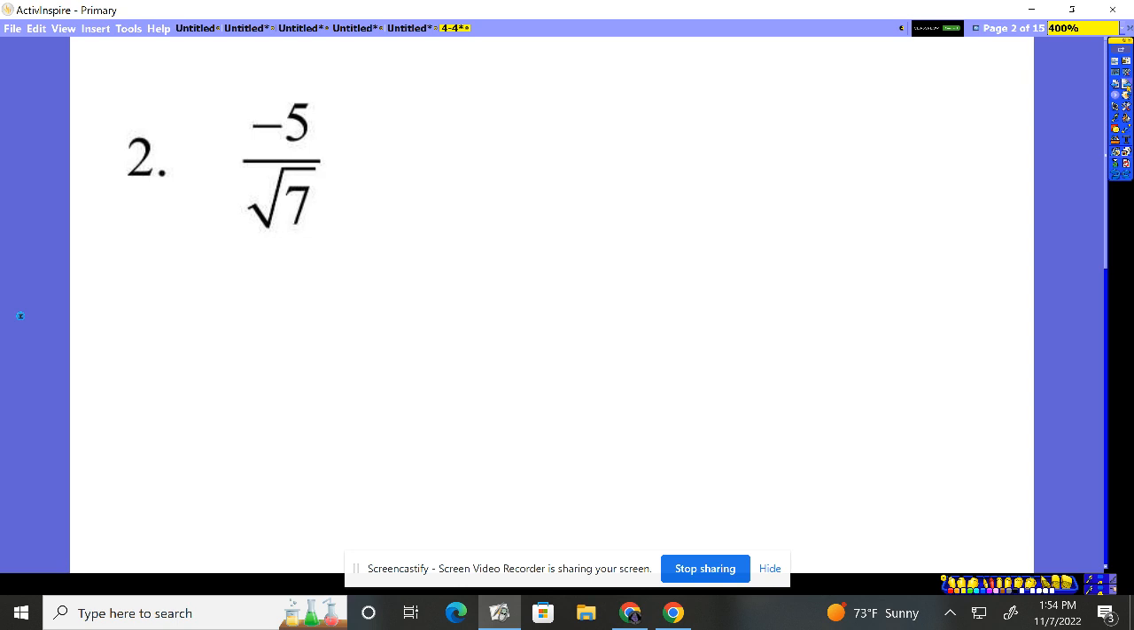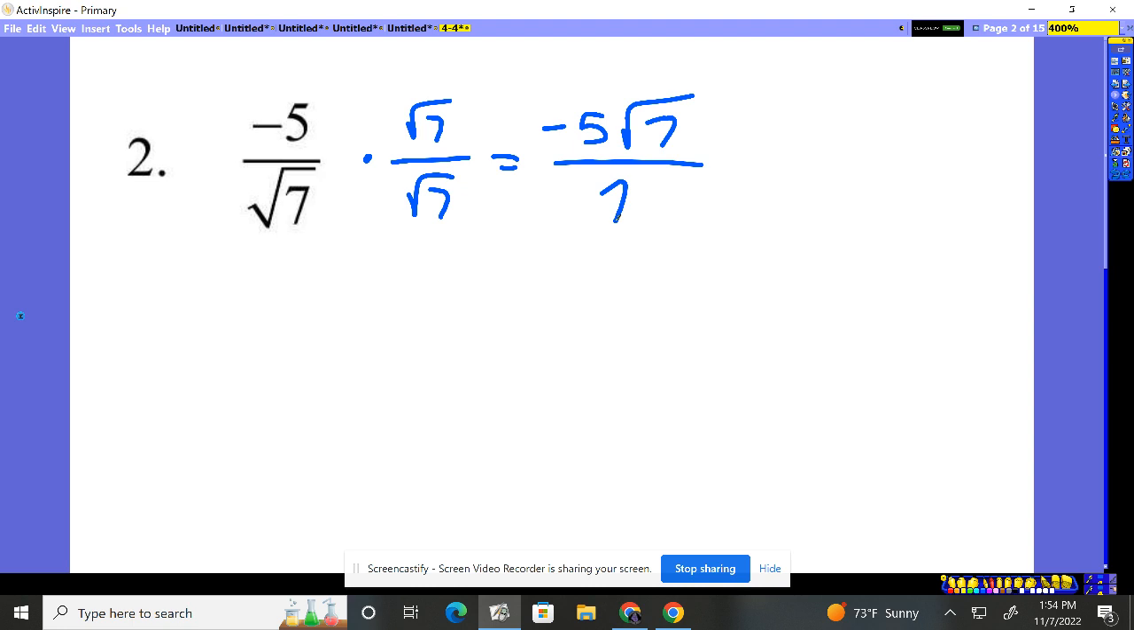Here, how am I going to get rid of dividing by a square root of 7? I'm going to multiply by square root of 7 over square root of 7. Up top, I get negative 5 root 7. In the bottom, root 7 times root 7 is just 7.